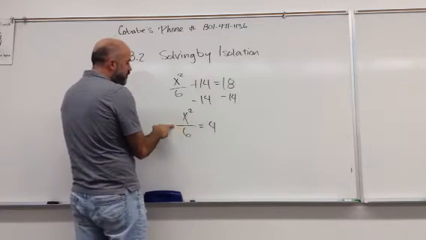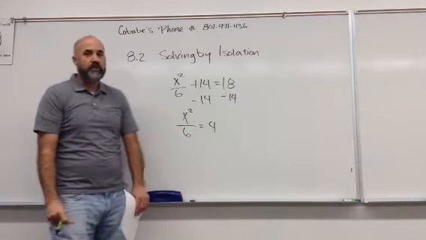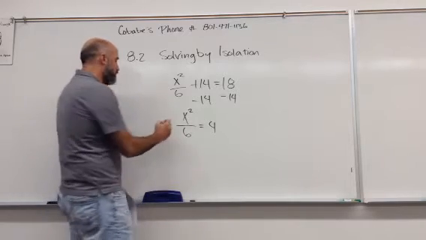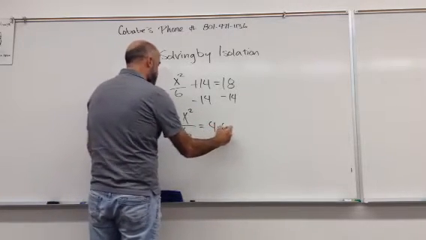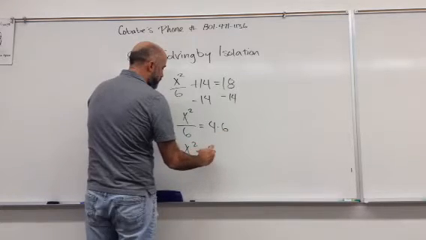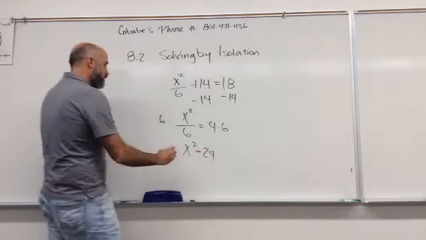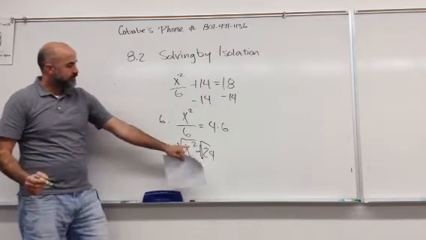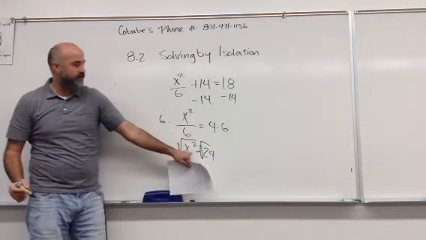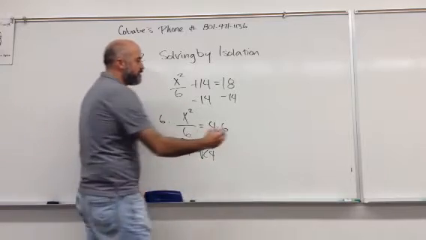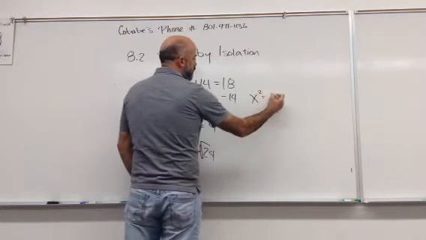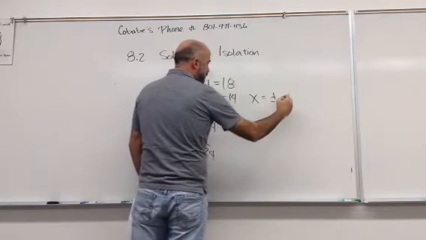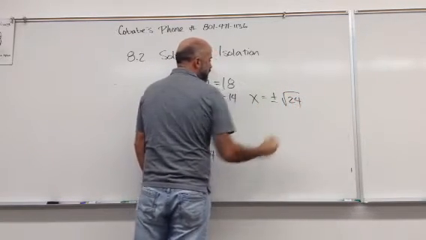I need to undo the operation done to x squared, which is being divided by 6. So to undo that, I'm going to times by 6. So x squared equals 24. Square rooting both sides, and at this point I'm taking the square root of a variable squared, so this is going to be plus or minus. X equals, not x squared anymore, plus or minus the square root of 24.